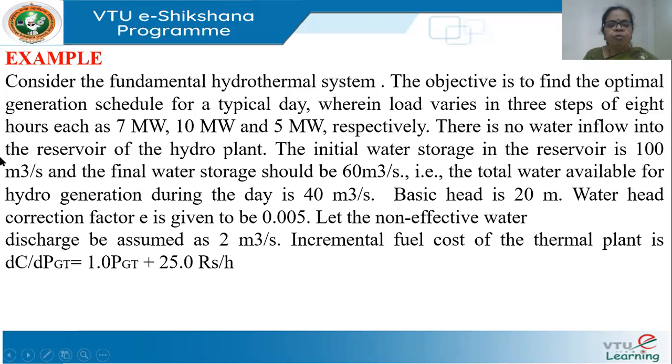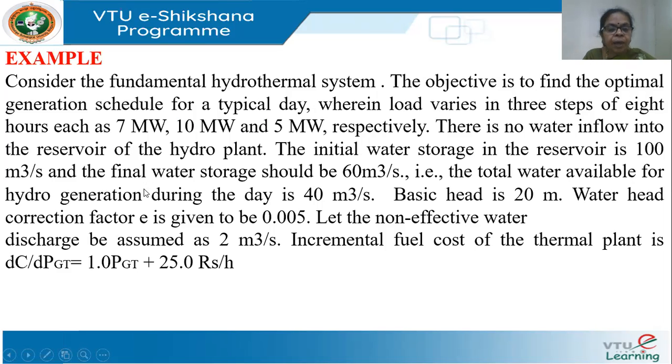Now there is no water inflow into the reservoir of the hydro plant. That means there is nothing coming in. The initial water storage in the reservoir is 100 meter cube per second. You remember, we converted the storage from volume to discharge rate. And the final water storage should be 60 meter cube per second. That means you cannot allow it to go lower. So in essence, you only have 40 meter cube per second available for hydro generation during the day. And the head of the water is 20 meters.